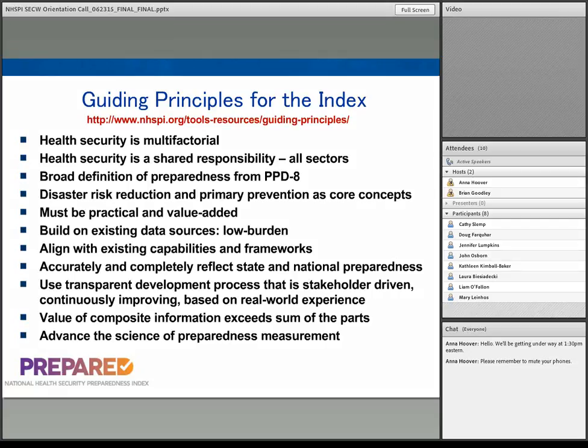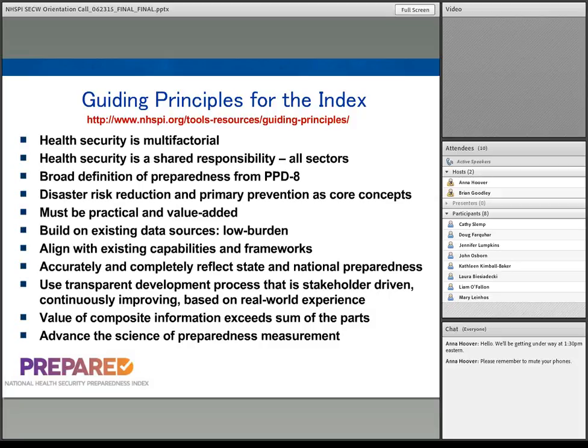The index also works with a broad definition of preparedness, and we want to make sure we align with existing doctrine. That definition of preparedness from PPD 8 covers all those things that we do as communities in advance of disasters and events that help us both weather disasters better and reduce risk and better respond. That is the broad definition of preparedness.